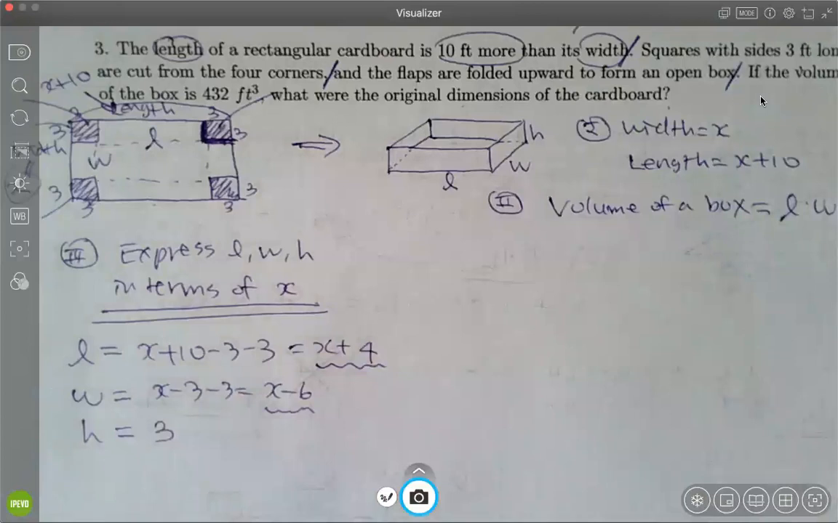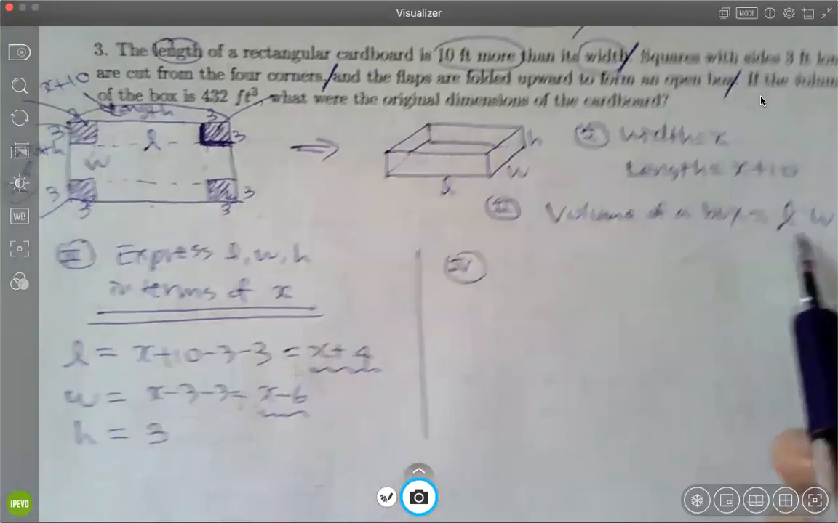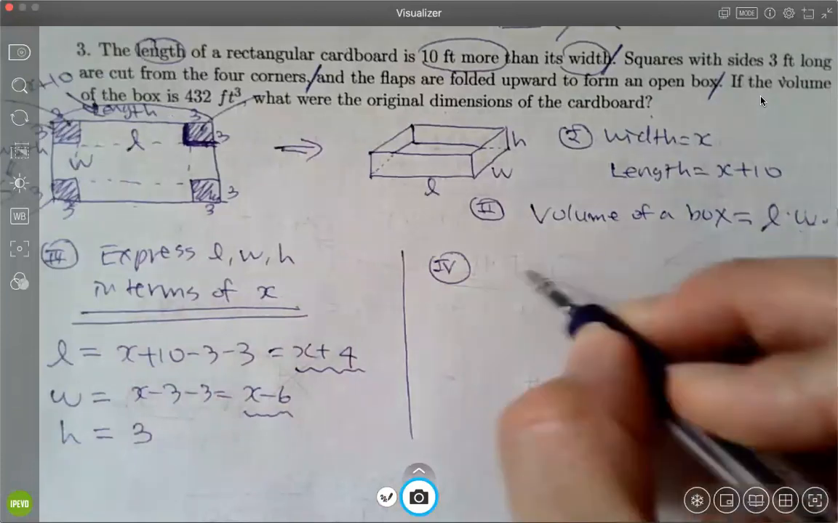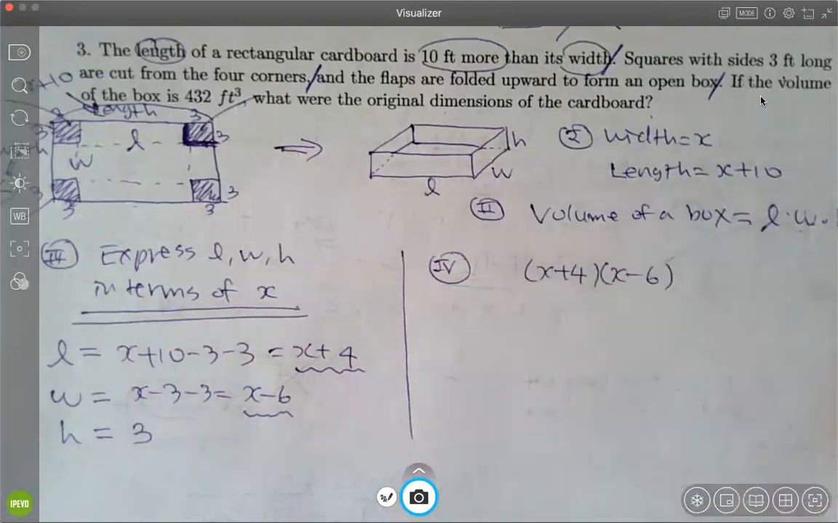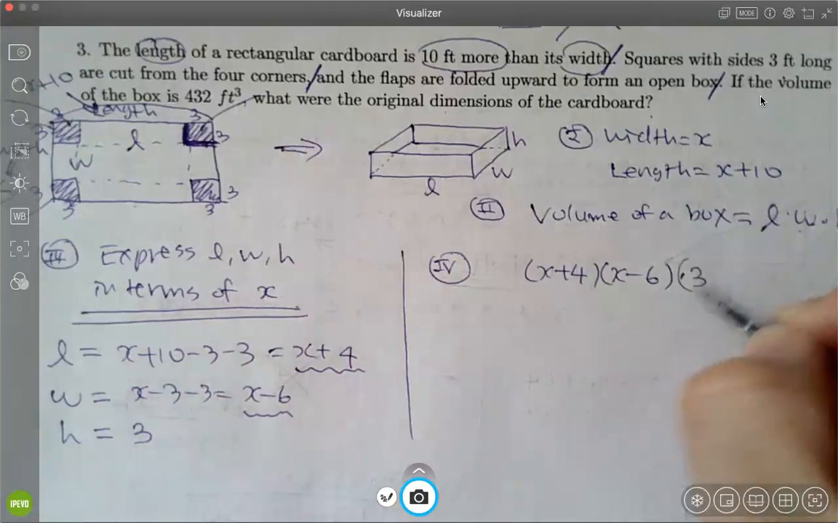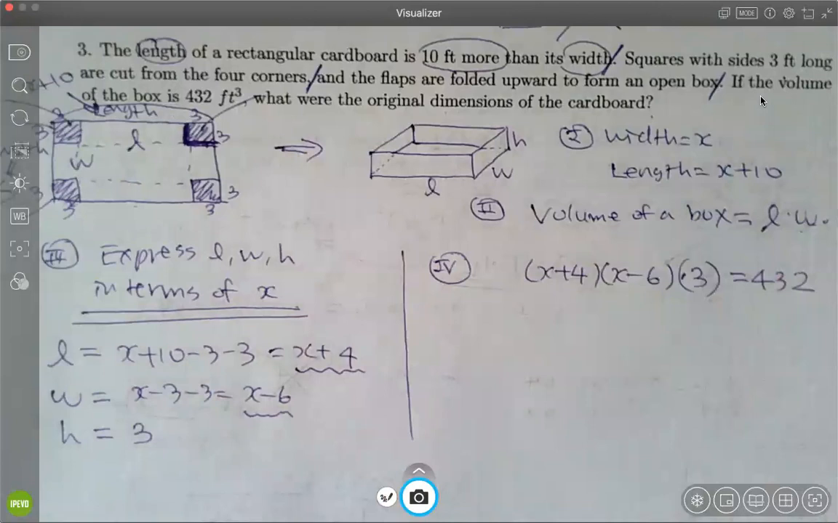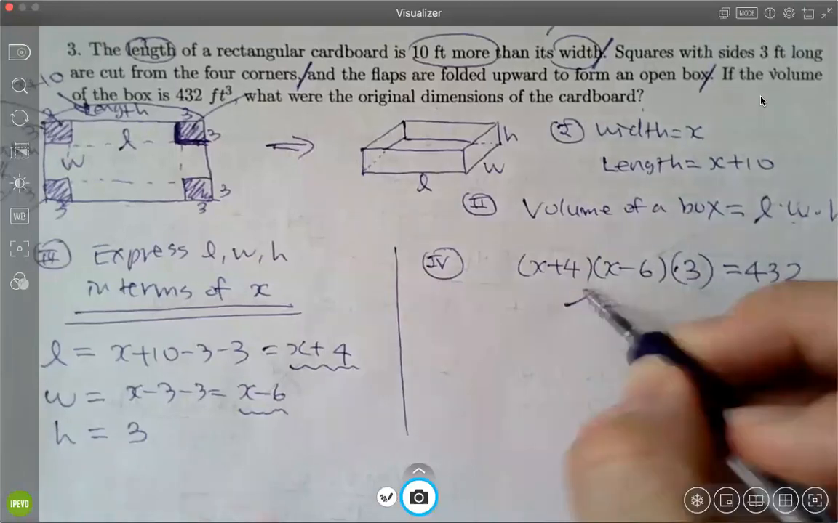Okay, so now next step. What do we have to do? To get the volume, we need to multiply L, W, and H. So what does that mean? X plus 4 times x minus 6, and then times 3, and that's equal to what? The volume is 432, right? Okay, so that's the equation. Now, our goal is to solve this.